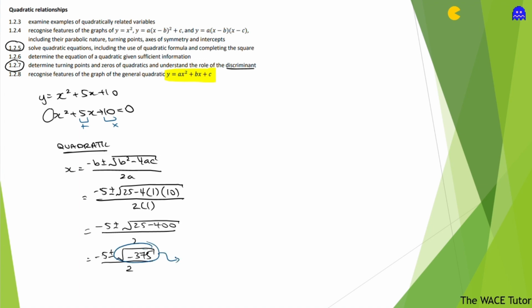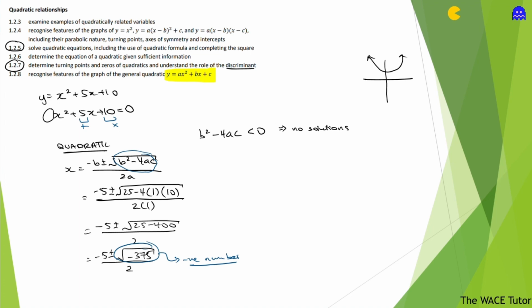And so here we're taking the square root of a negative number, and so this does not exist. There are no solutions for x. Okay? And so if this value here, b squared minus 4ac, is less than 0, then that's going to imply we have no solutions. That is, the graph will look something like this. Okay?